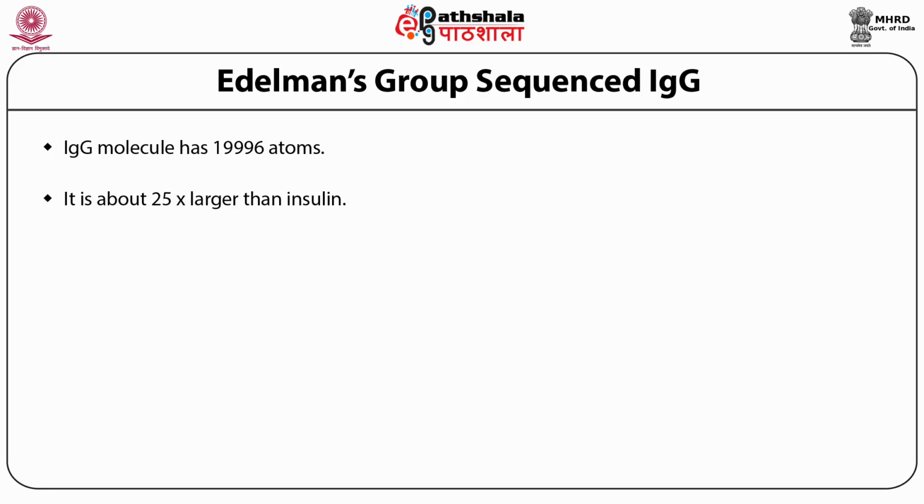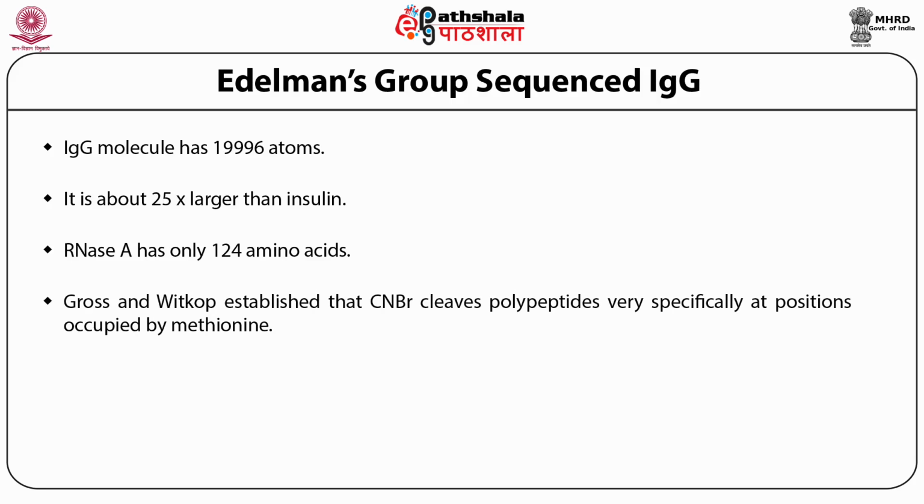The second protein and the first enzyme which was sequenced was bovine pancreatic ribonuclease A. Bovine pancreatic ribonuclease has only 124 amino acids. The sequencing of the bovine pancreatic ribonuclease A also fetched a Nobel Prize to the Rockefeller Group. Gross and Witkop had found out that cyanogen bromide cleaves polypeptides very specifically at the positions occupied by methionine amino acid residue in a protein chain.